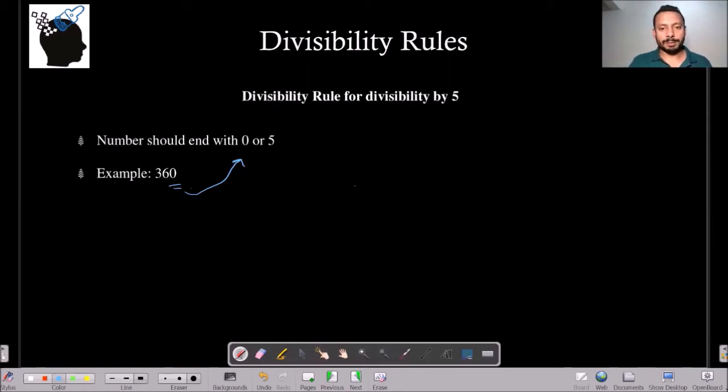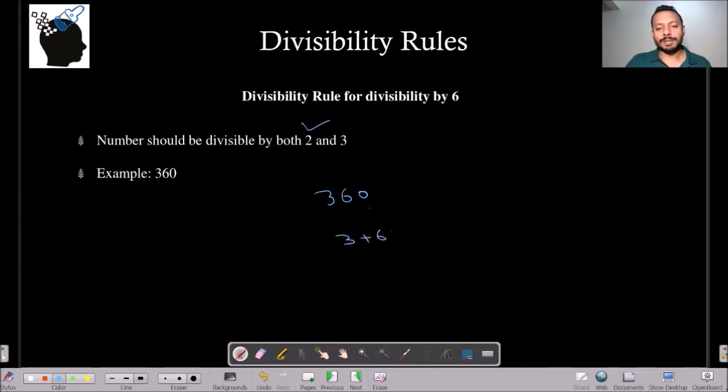Now let's look at divisibility by 6. If a number is divisible by 6, that means the number has to be divisible by both 2 and 3. Let's take 360 as an example again. So we know the number is 360 and we need to check whether it is divisible by 2 and 3. Since it's an even number, we know it is divisible by 2 for sure. Let's check divisibility by 3.